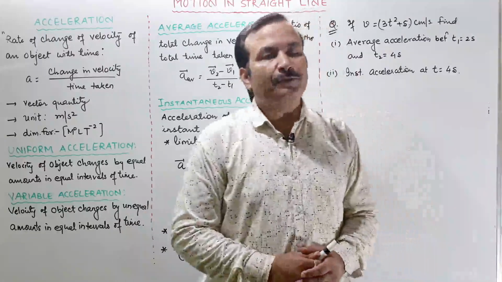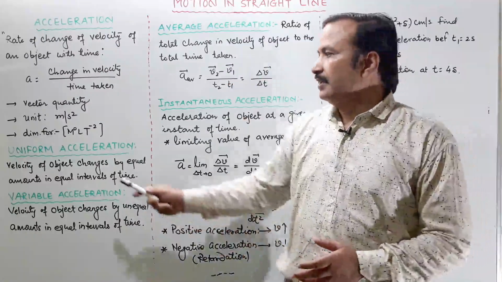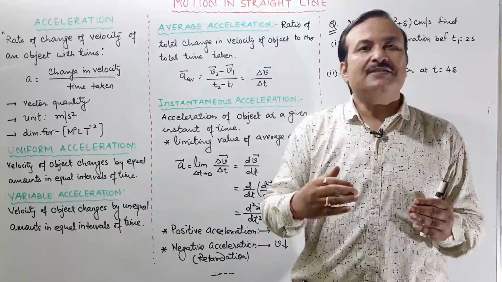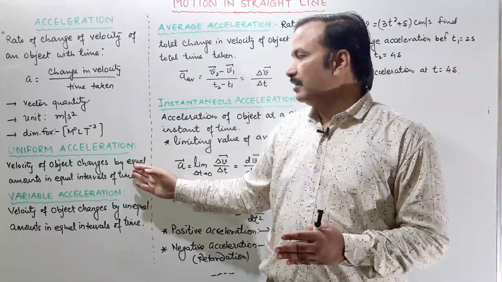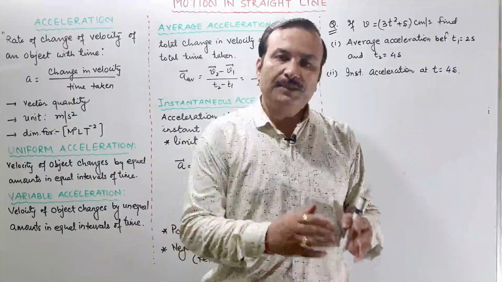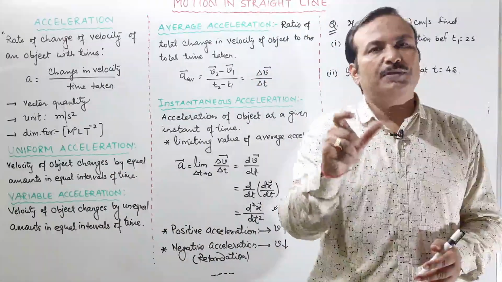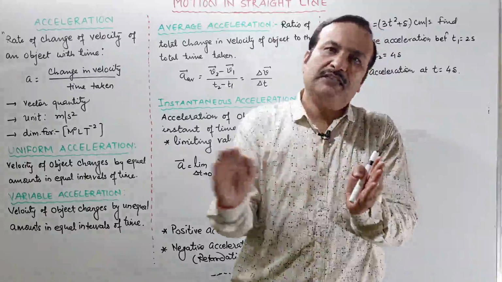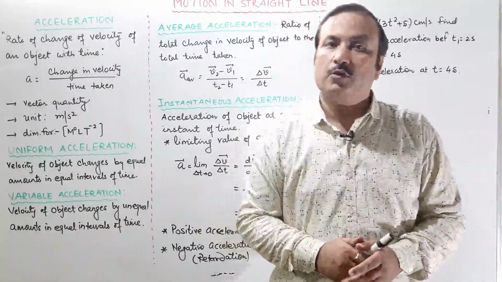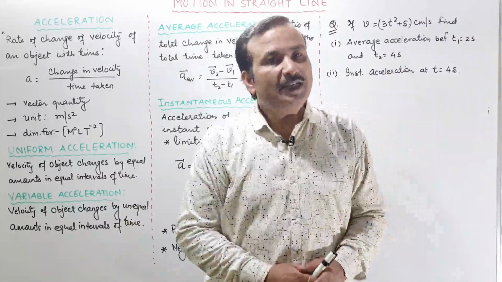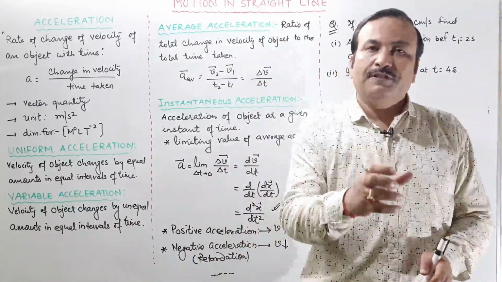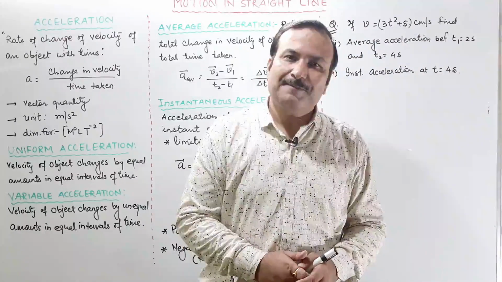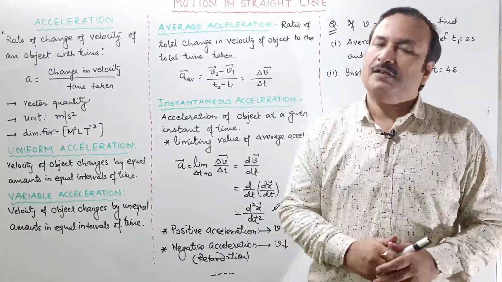Then we have two terms, uniform acceleration and variable acceleration. Uniform, as the name suggests, means the object's velocity will change by equal amounts in equal intervals of time. If the velocity is changing by 10 meter per second in every interval, then it changes by 10 meter per second in all the intervals. Then it is called uniform. But when we talk about variable acceleration, the velocity of the object changes by unequal amounts in equal intervals of time, and you can even write it vice versa. So this is variable acceleration.